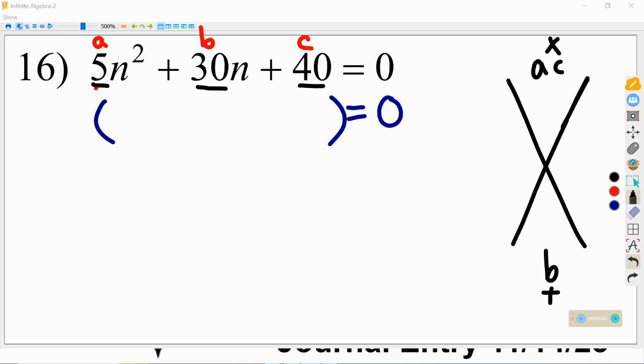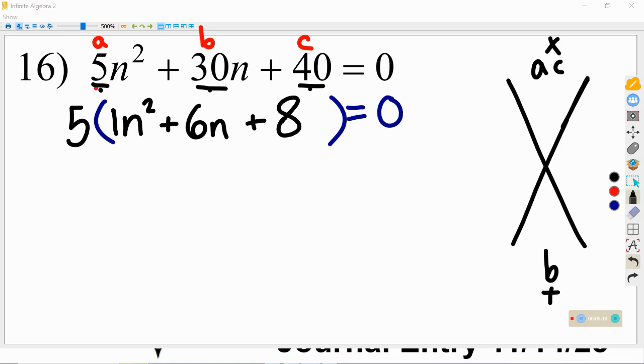And so we would take the 5 outside, and then we're going to divide each of these numbers by 5. So 5 divided by 5 is 1, so we have 1n squared. 30 divided by 5 is 6, so we'd have 6n. And 40 divided by 5 is 8, so we would have 8. Again, the idea is that the 5 did not disappear, but it just lives outside here now. Okay, and if I was to distribute that 5 to all these other terms, we would have something equal to what we started with.